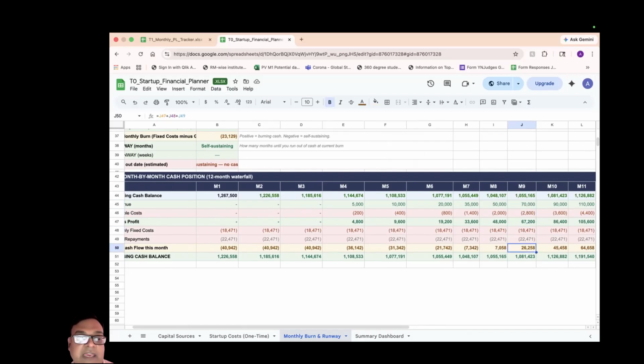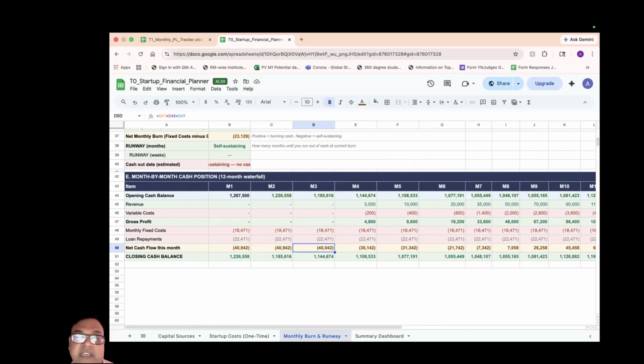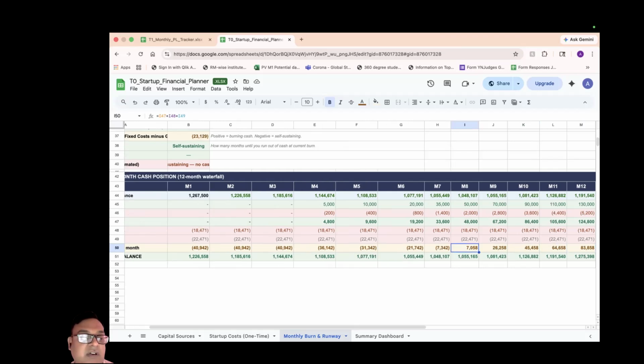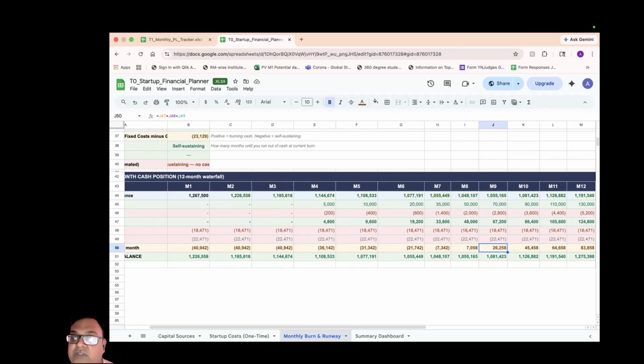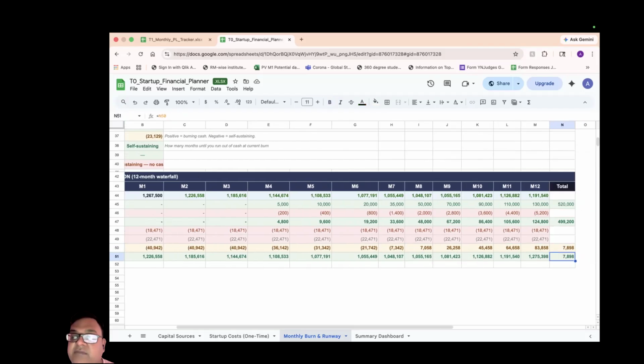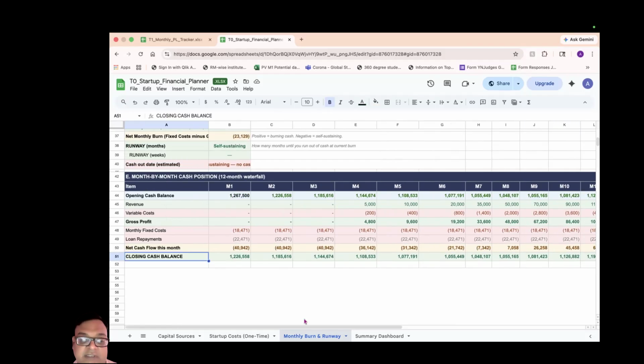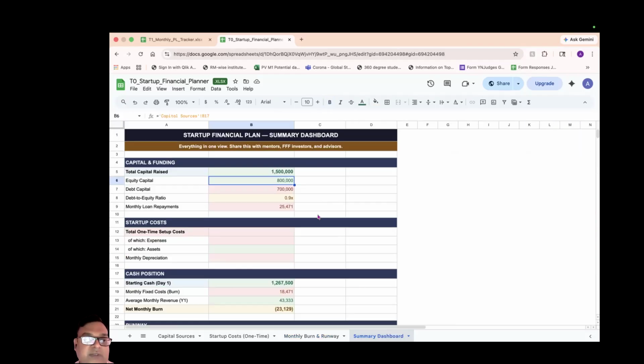Okay. And if you look at the net cash flow this month, it was also higher, that is 26,258. So you're left with this. Then you're actually increasing, and by the time it's month 12, you're left with 12,75,000 rupees. Okay. I hope this is clear. We'll move to the summary dashboard.